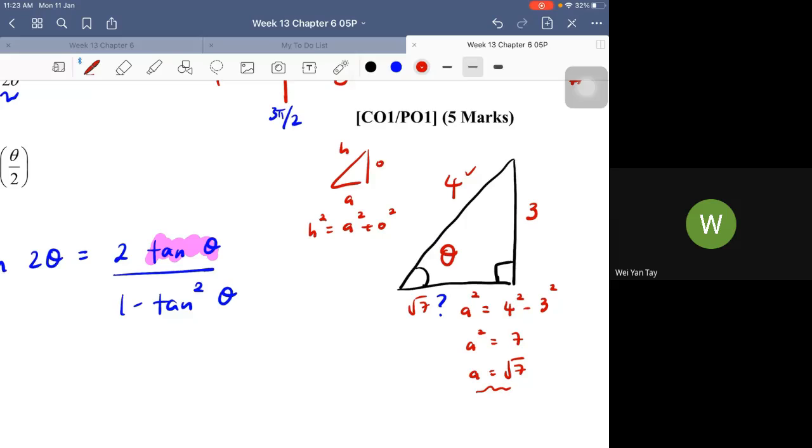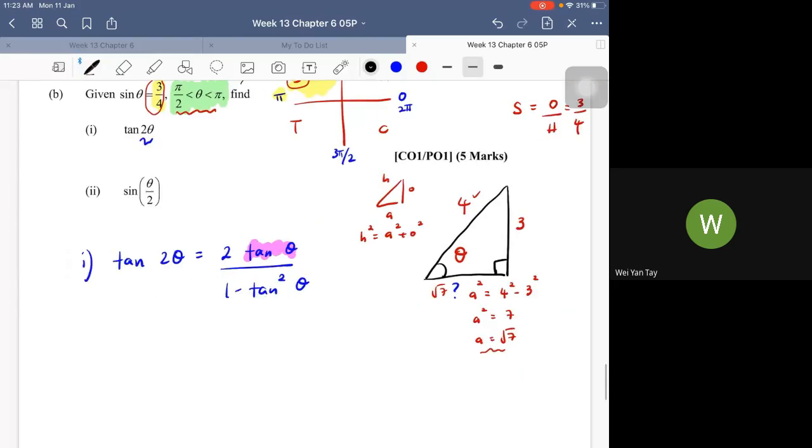If possible, for the value of the hypotenuse like this, don't give it in decimal form. Because 2.6 is definitely a different value from square root 7. The value is still similar, but in terms of exact value it is far off. Okay, for this case, we will substitute.